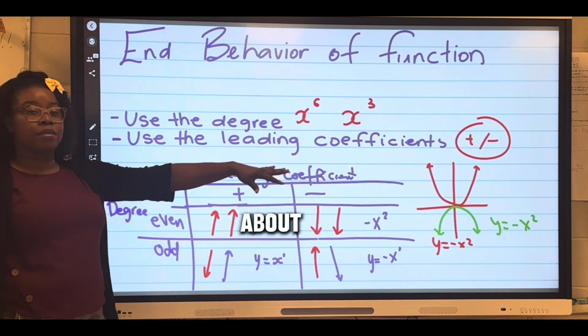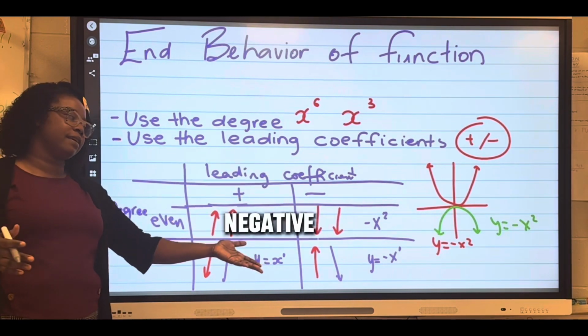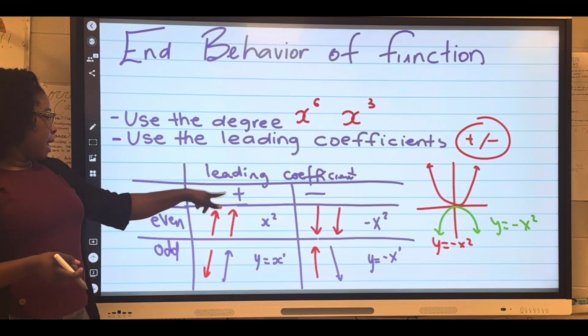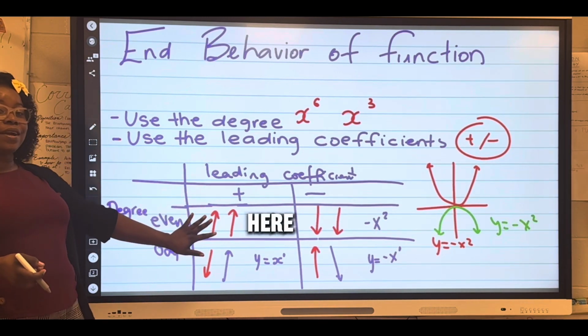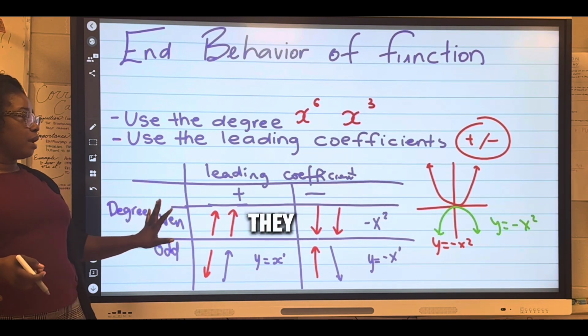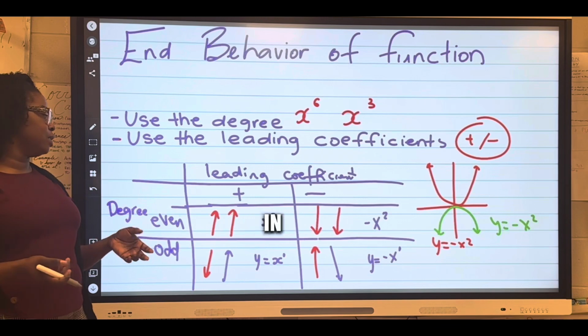So if you think about the leading coefficient being positive or negative, it will also guide you in that sense. I have some steps here, and the key here for the leading coefficient and the degree, and how they relate to each other. I'm going to explain that to you in just a minute.